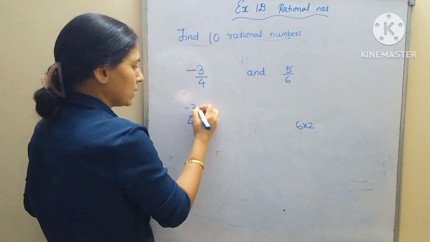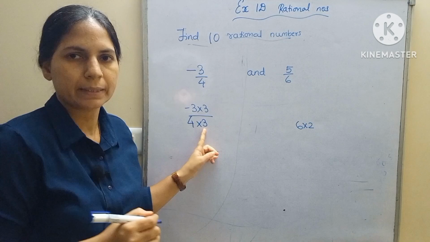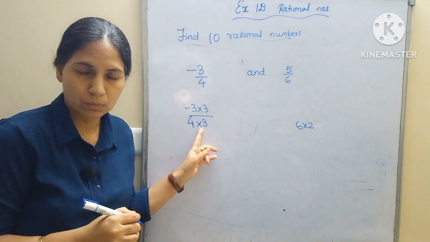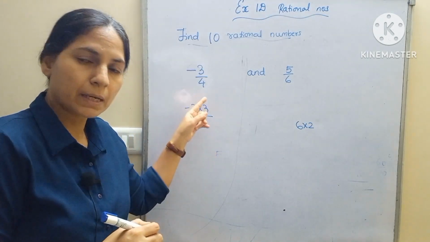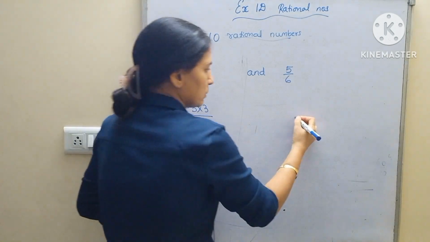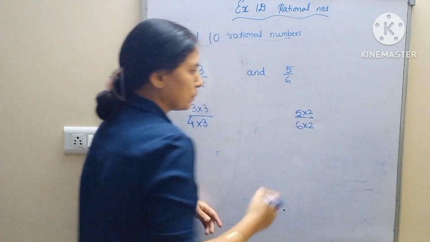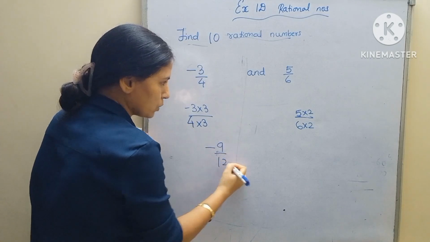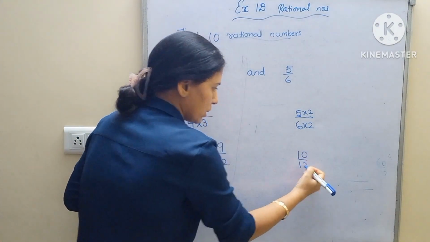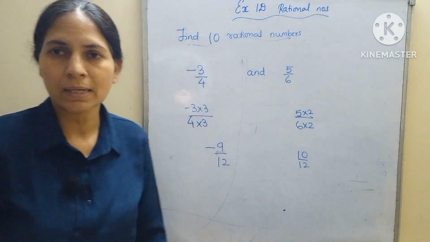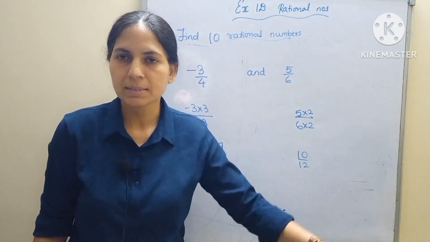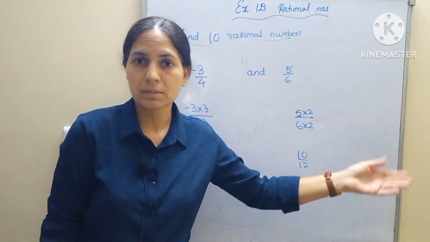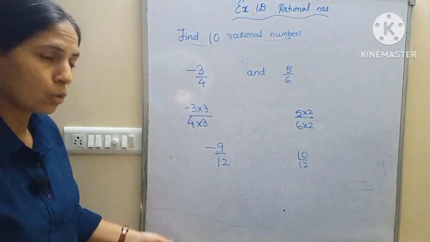Denominator becomes equal. Whatever you are multiplying down as an extra to make the equal denominator, multiply it with the numerator as well. Whatever you multiply below, multiply above also. So this becomes minus 9 upon 12 and this becomes 10 upon 12. How many numbers lie between minus 9 and 10? Minus 8, minus 7, minus 6, minus 5, minus 4, minus 3, minus 2, minus 1, 0 and then 9 more numbers.